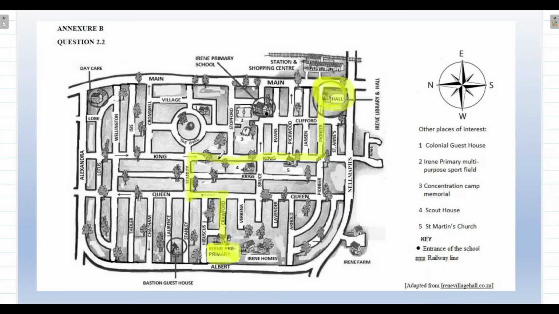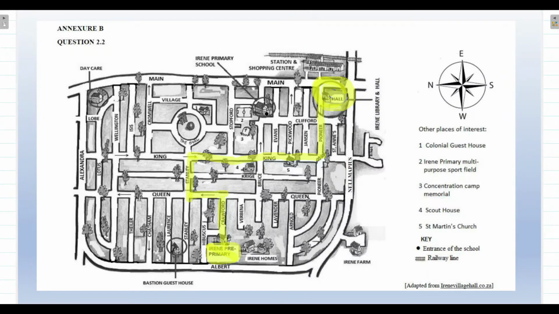What was very important here is that once we've turned right onto King Street, the trick is that we need to pass 5 streets. It's not that on the fifth street you need to turn left. So you don't turn left on Jansen, but you need to pass Jansen because they're saying 5 streets. If you're passing 5 streets, you're passing 1, 2, 3, 4, 5. You pass Jansen and then you turn on Pioneer. So Busisiwe is going to be meeting David at the Irene Library and Hall.